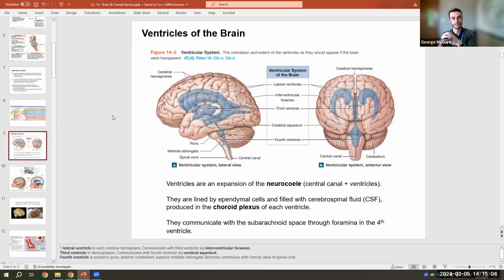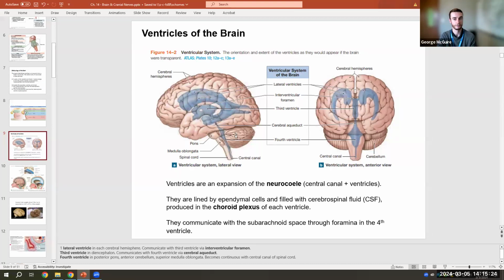If you remember, in the spinal cord you have a little tiny hole in the very center called the central canal that is full of cerebrospinal fluid. That is what is left of the neurocele after development. That cerebrospinal fluid is continuous all the way up into the brain and will spread out into these ventricles. You can see the central canal labeled here.